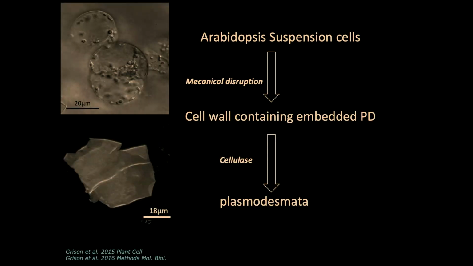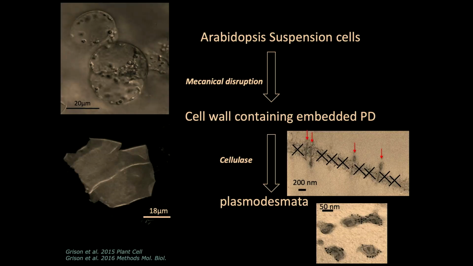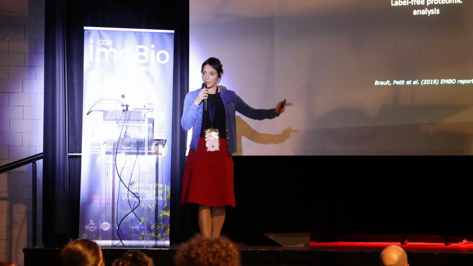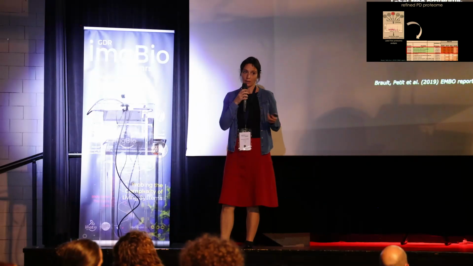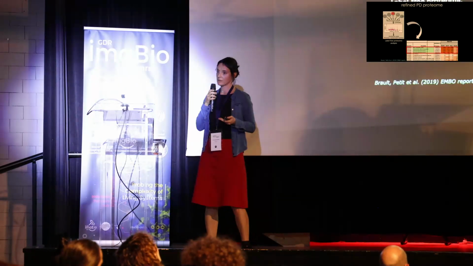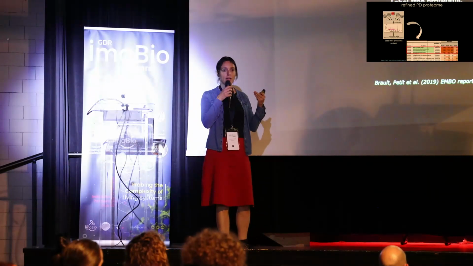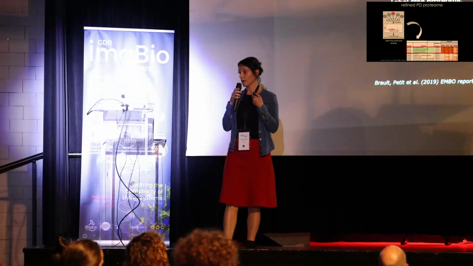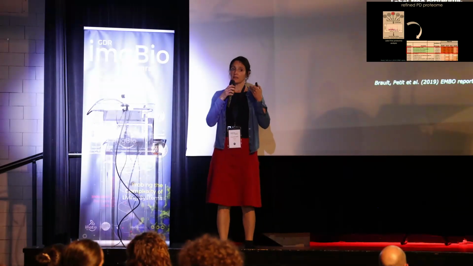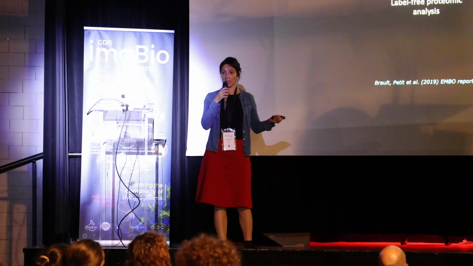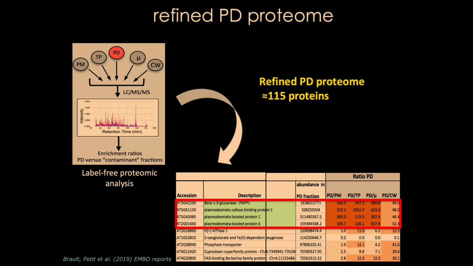And then we're using cellulase to remove the cell wall and only to recover plasmodesmata-derived membranes. And then we did that, we purified our structure, and then we purified other subcellular compartments, and we've analyzed them all at once. And for every single protein that was identified, we could actually calculate enrichment ratio within our fraction of interest. So we could now discriminate truly associated plasmodesmata protein from likely contaminant. And by doing so, we've reduced this protein to about 100 proteins.